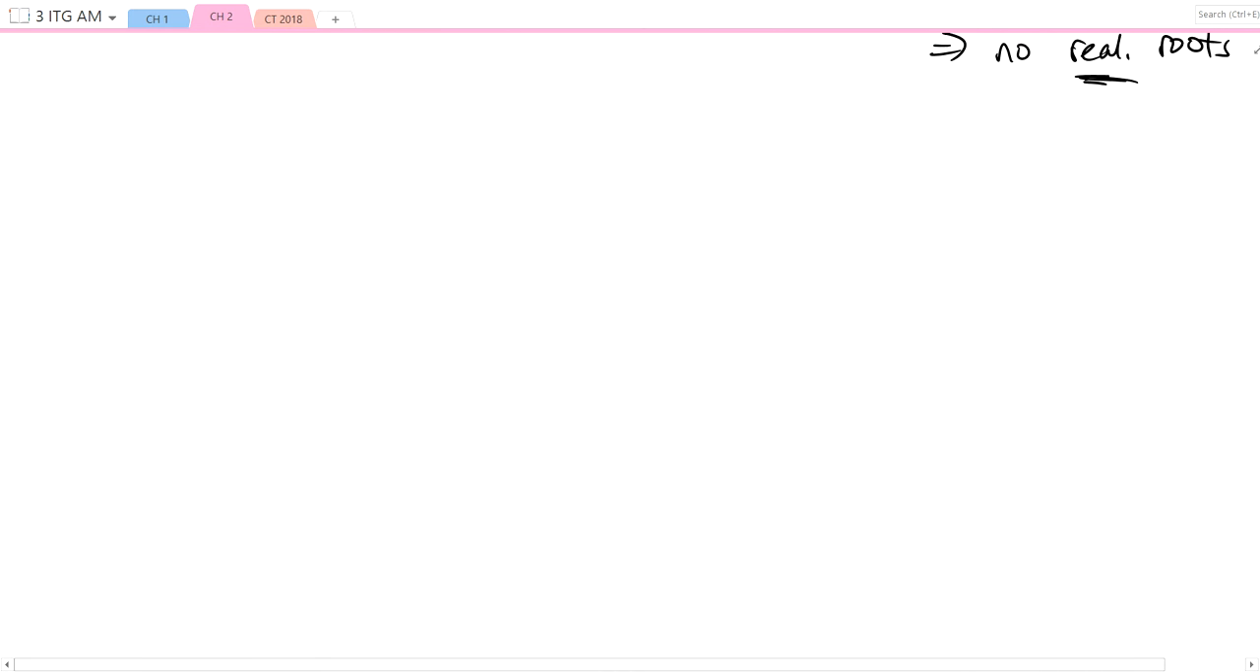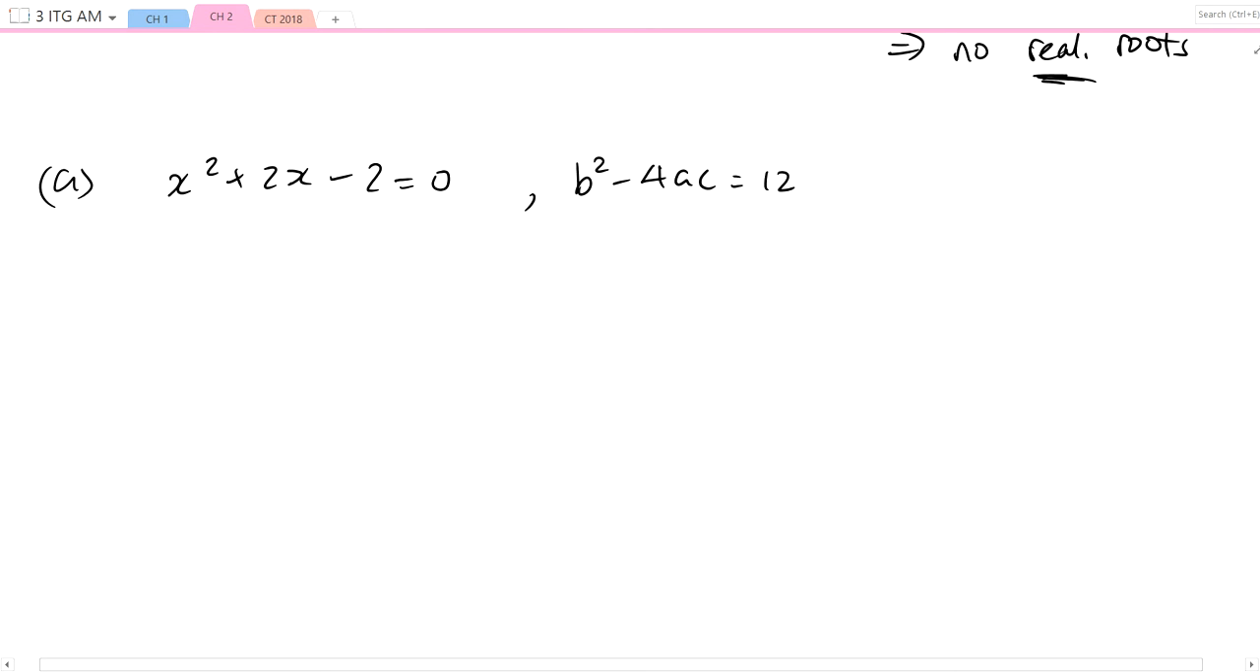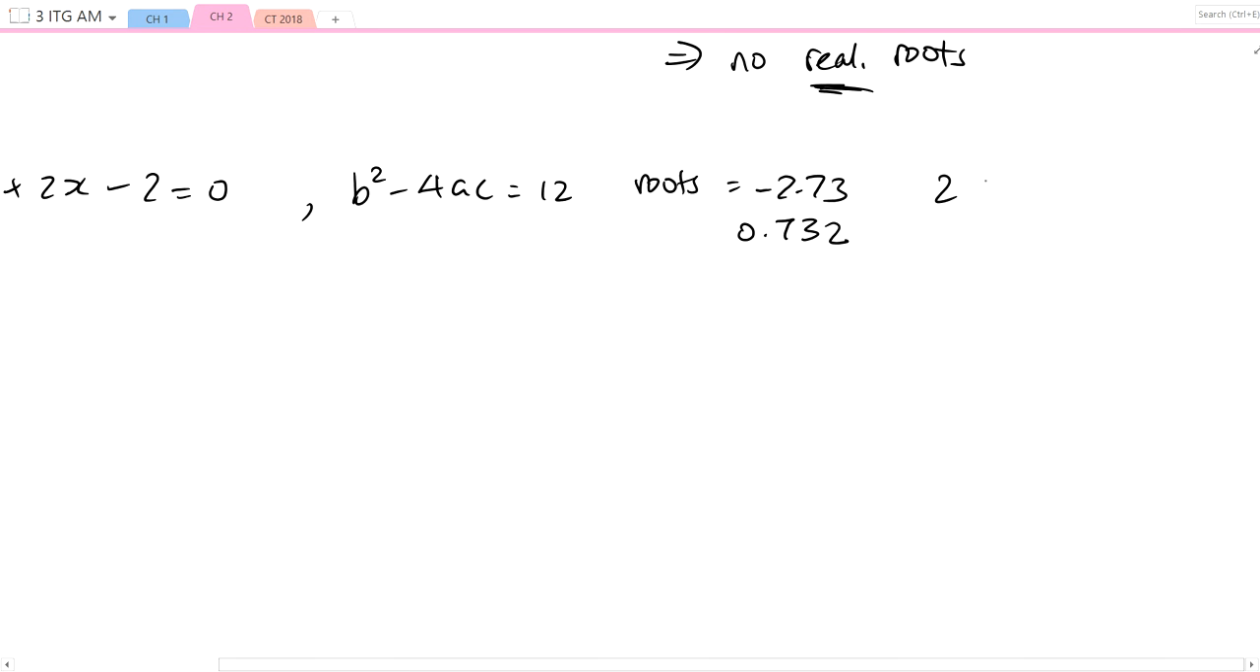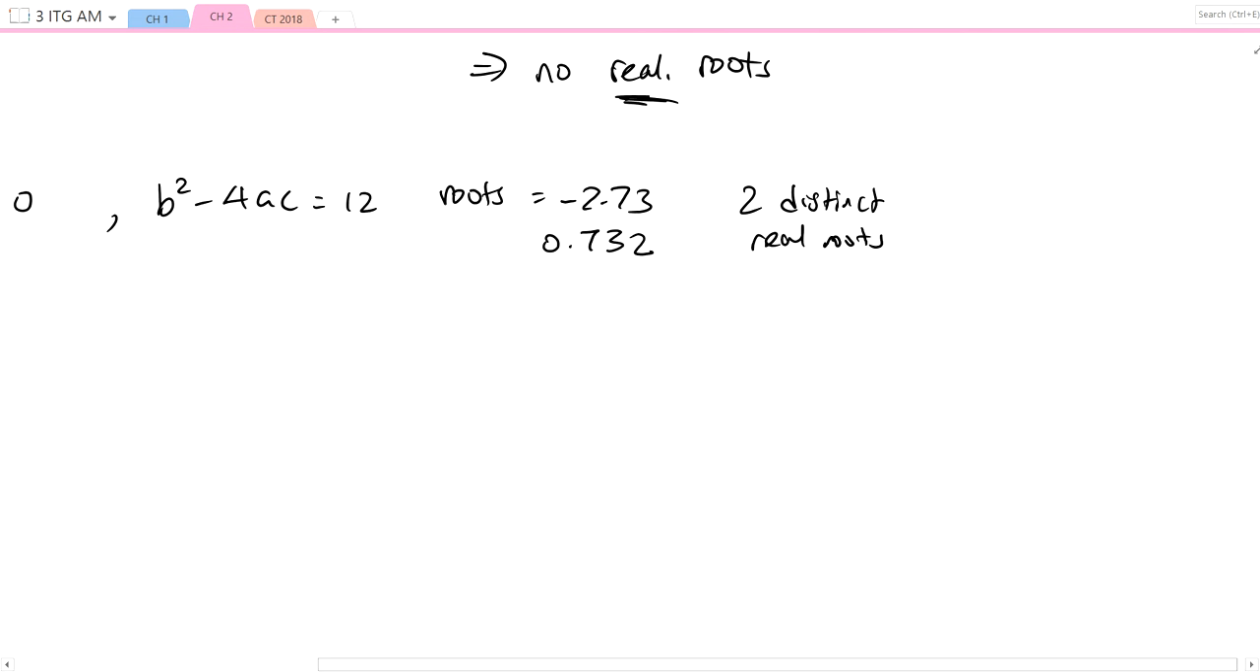Now, next thing I need you to flip to is page 52. Page 52, you see a table over there? We've got an equation, part A, x squared plus 2x minus 2 equals 0. And you're supposed to find b squared minus 4ac, which equals 12. Then the next column says roots equal negative 2.73, 0.732, and then the nature of roots: two distinct real roots.